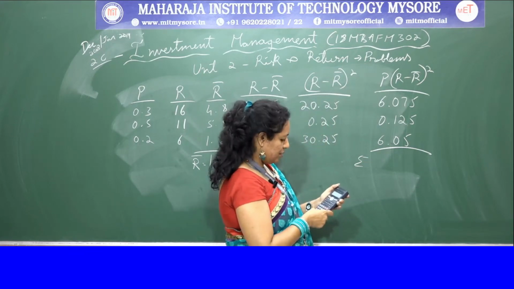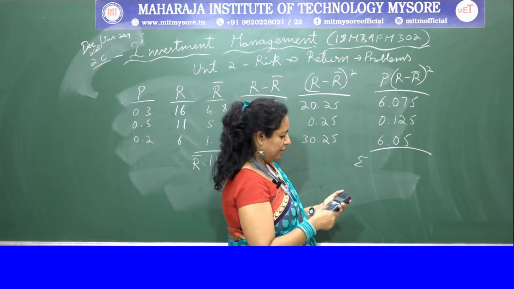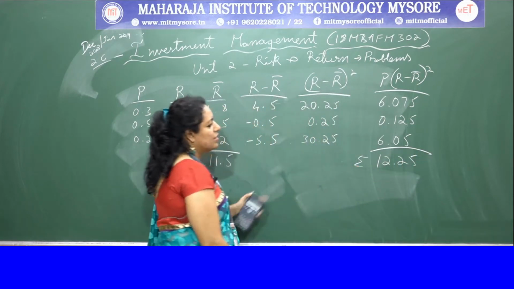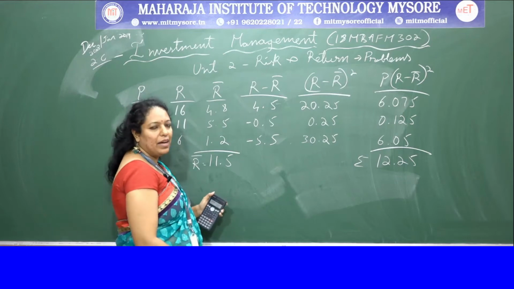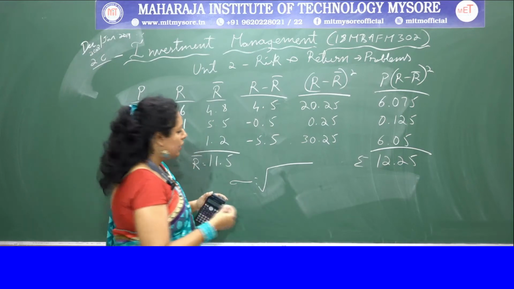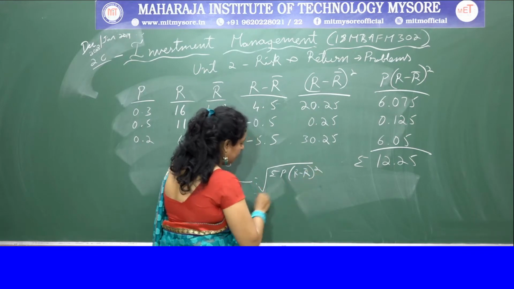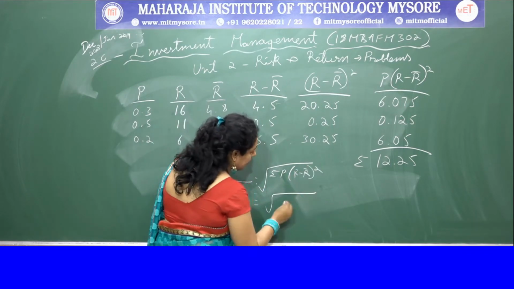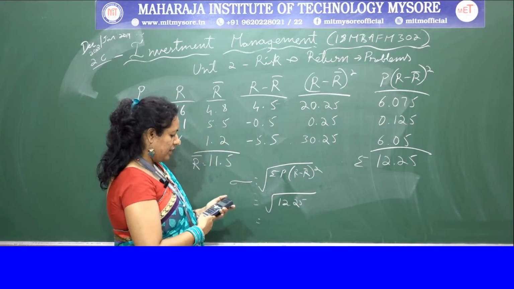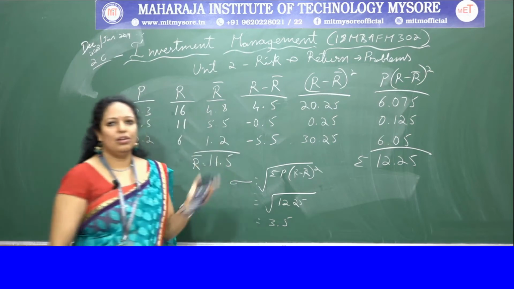Summate it is 6.05 plus 0.125 plus 6.075. You get 12.25. So this is sigma p into r minus r bar square. So for standard deviation, this is a discrete series problem. So sigma p r minus r bar square, this is the formula. The r square is already ready with us, which is 12.25. So root of what answer we have got? 3.5 is the standard deviation of the problem.